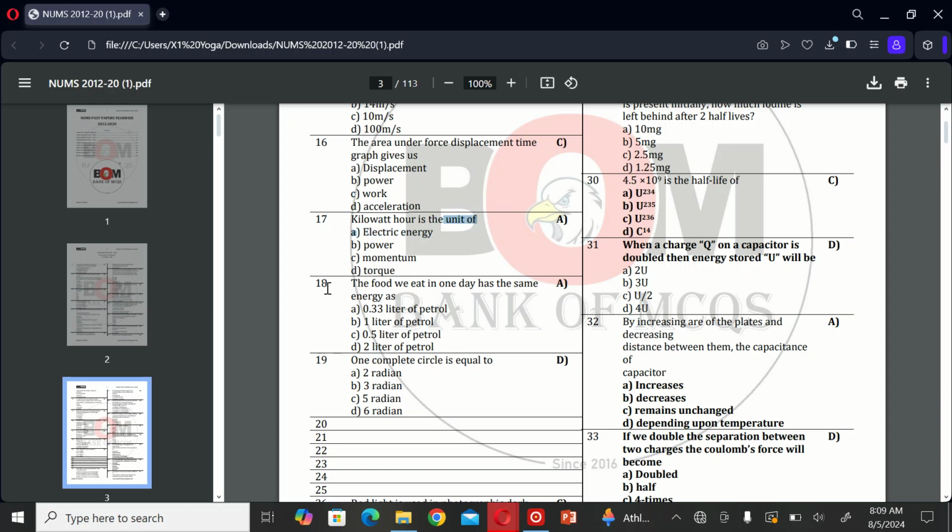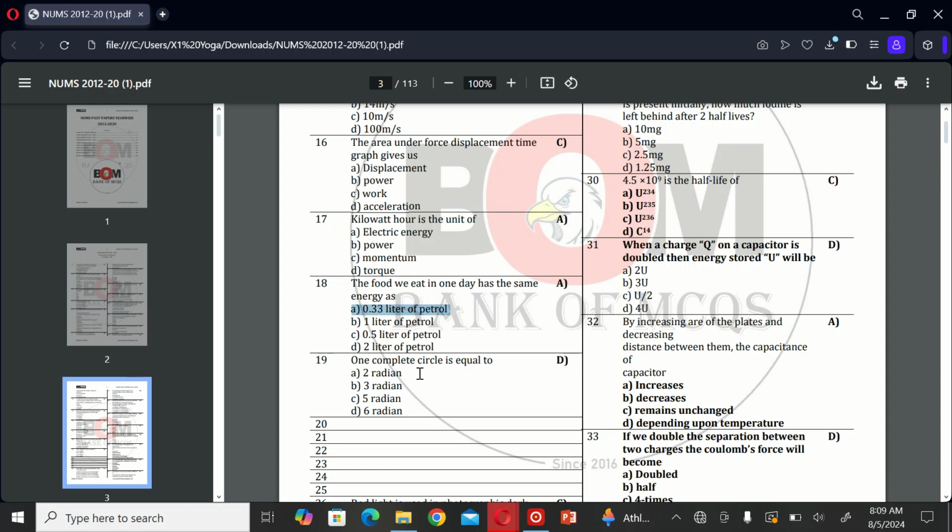The next MCQ is: the food we eat in one day has the same energy as A 0.33 liter of petrol, B 1 liter of petrol, C 0.5 liter of petrol, and D 2 liter of petrol. So the correct option is A, 0.33 liter of petrol.